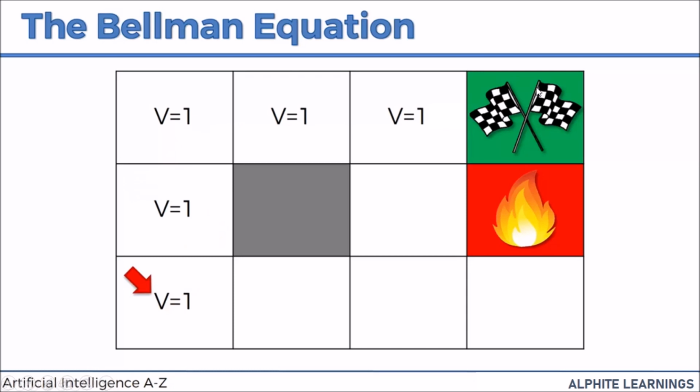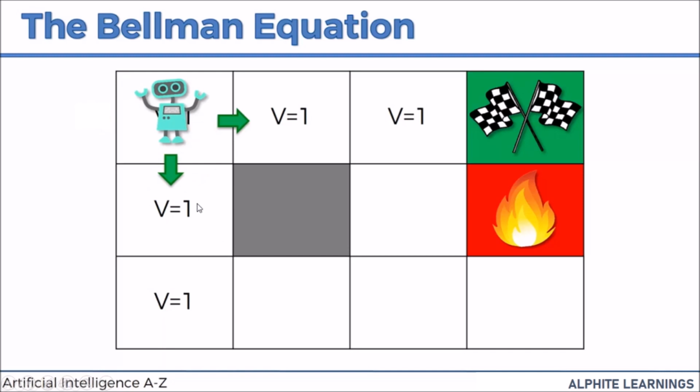Now the confusion comes when my robot is navigating from this, then this, and this. Suppose it is here, it will get confused. Here also V is equal to 1, here also V is equal to 1, so where should I navigate?